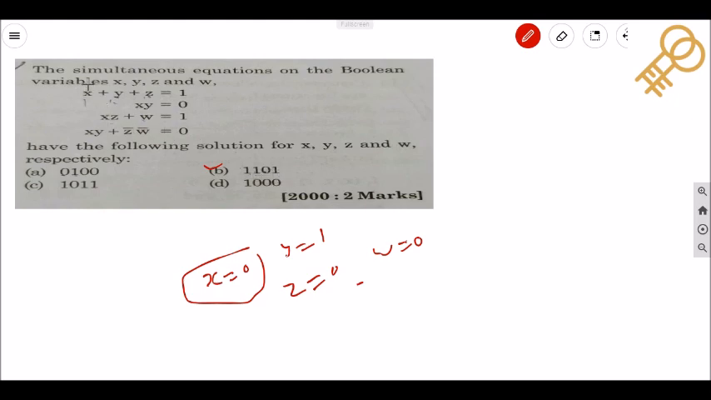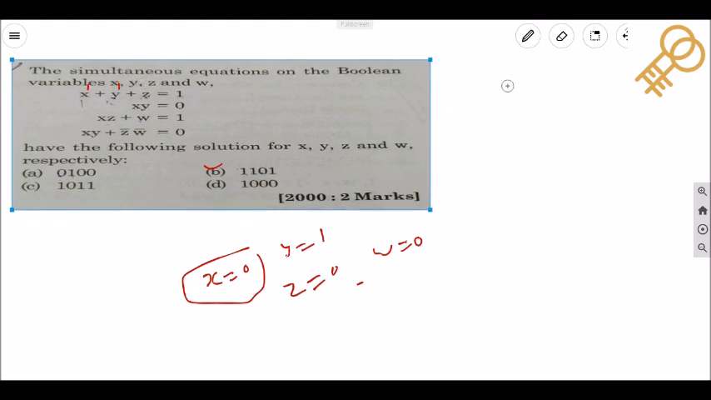Now we'll put x value is 1 here, and y is also 1, and z is 0. So for this whole expression you will get 1 only. So this B option is satisfying the first equation. Now moving towards the second expression. The second expression is xy, and x and y are both 1, so this is not satisfying because on the left side we are getting 1 and the right side is 0, so this is not satisfying the second expression. So this option also will not be your correct option.